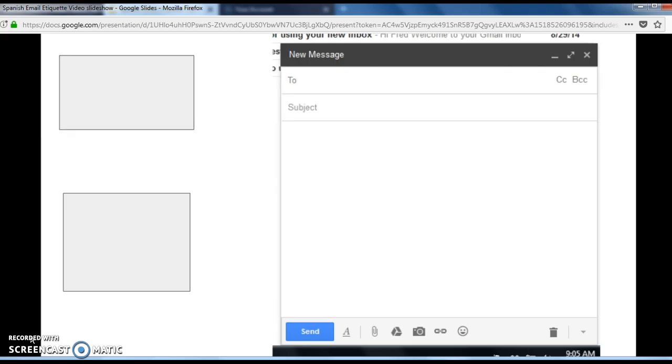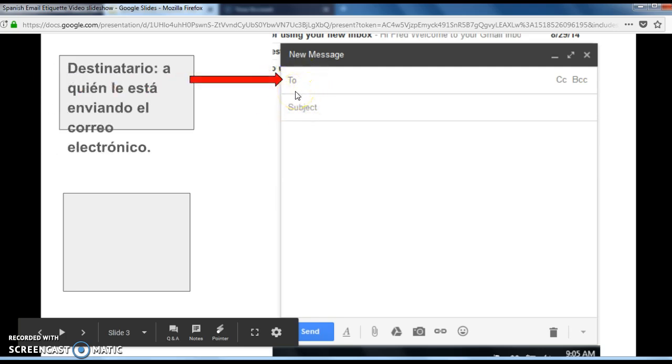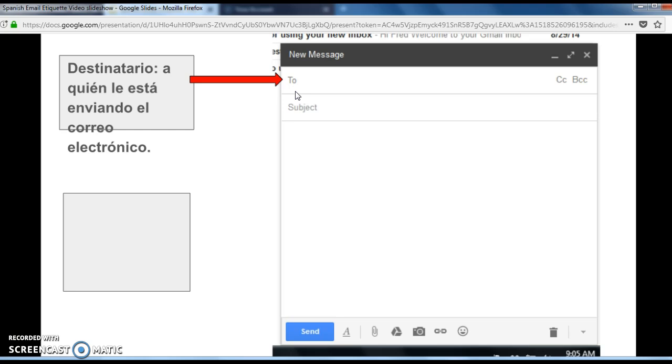Before we get started, let's look at the parts of an email. This is what a blank email looks like. The first thing that you see is the to, also known as the recipient. This is the email address of the person you're sending this to. The email address can tell you a lot about a person. So let's look at one.